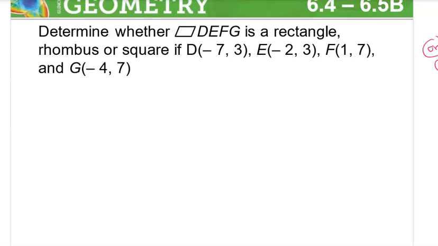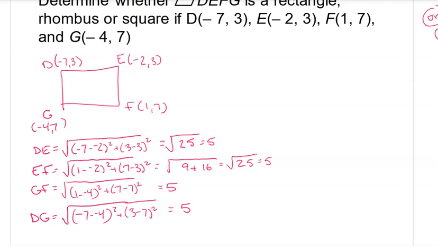I'm going to do a distance formula, but you can try it either way. So I worked through the distance formula with each of these sides. DE, I got a length of 5. EF, I got a length of 5. GF, I got a length of 5. DG, I got a length of 5. So I know that this is at least a rhombus or a square.